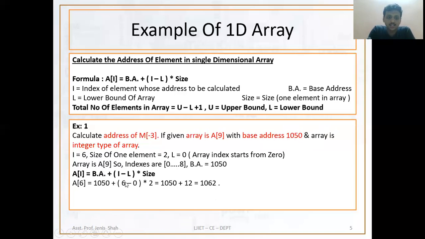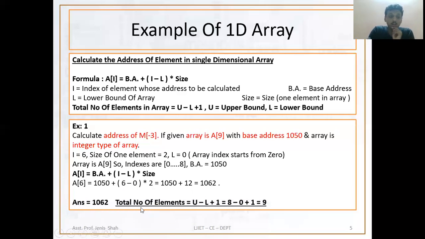I is 6. Please do not consider M of minus 3. No, it is A of 6. We need to find the address of A of 6. So I is equal to 6. Lower bound is 0. Size of each and every element is 2. Why? Because it is an integer type of array. Now put in all the values, calculate it, and the answer is 1062.